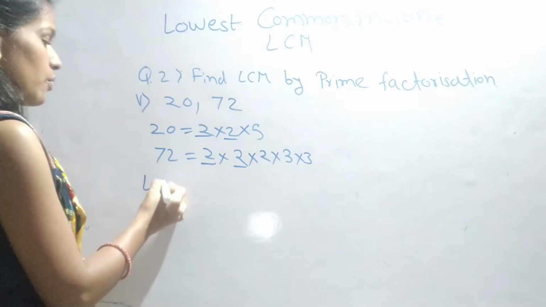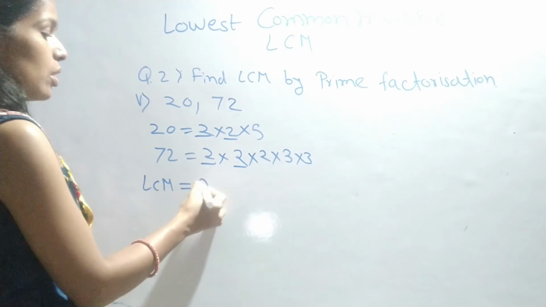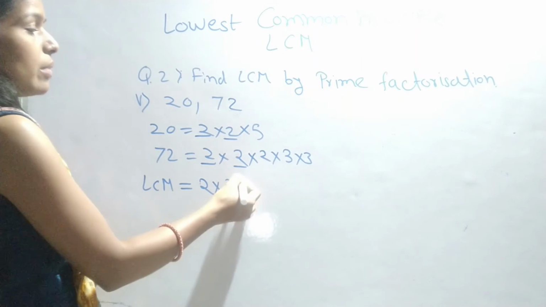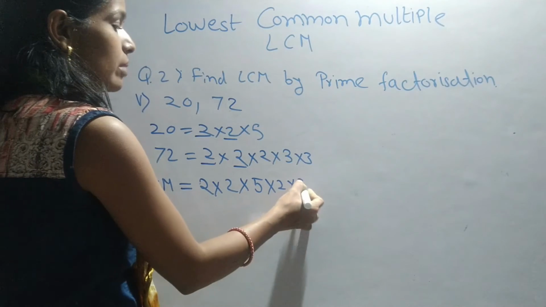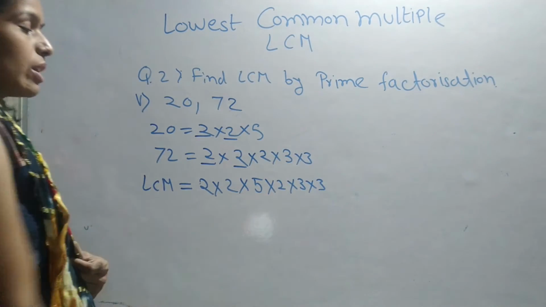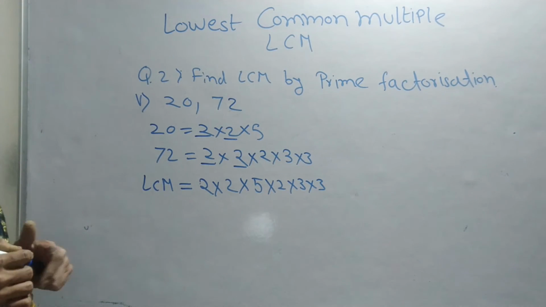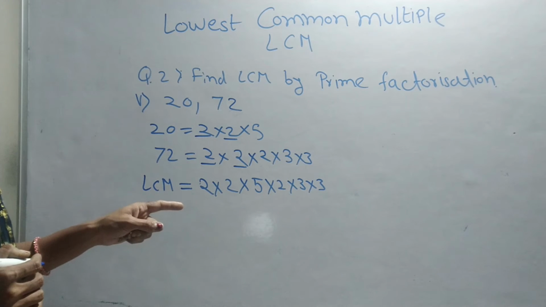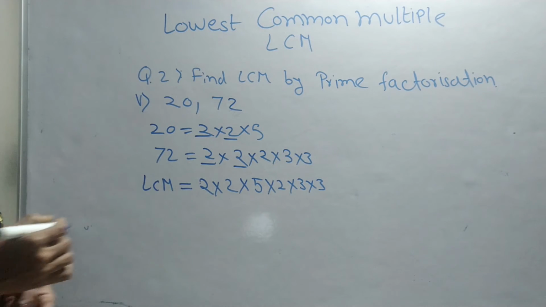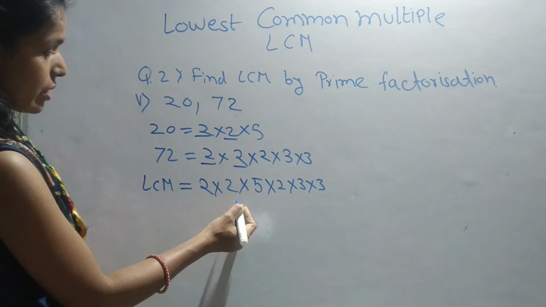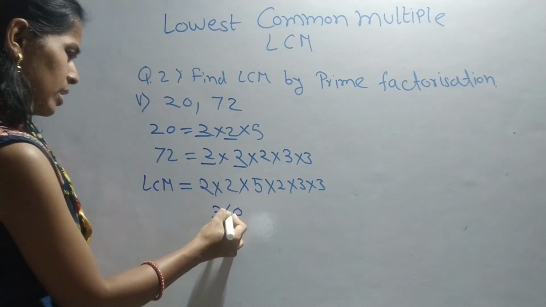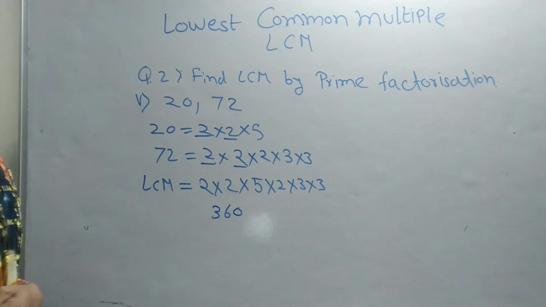So, LCM of 20 and 72 is equal to factors of common terms multiplied by uncommon factors. That is 5 multiplied by 2 multiplied by 2 multiplied by 3 multiplied by 3. So, what is the multiplication of this? It is equal to 72 into 5. That is 5 2s are 10, carry 1, 5 7s are 35 plus 1. 360 is the LCM of 20 and 72.